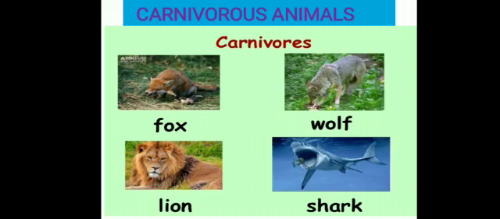Next is carnivores. Those animals that feed on flesh of other animals. They kill the animal and eat them. Those are called carnivore animals. For example, fox, lion, wolf, shark, etc.